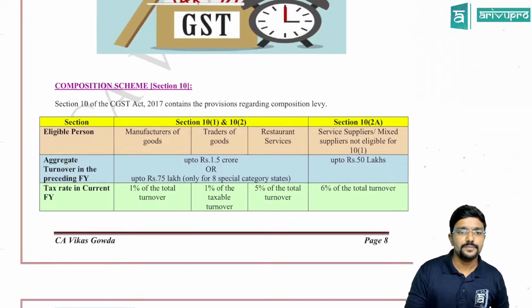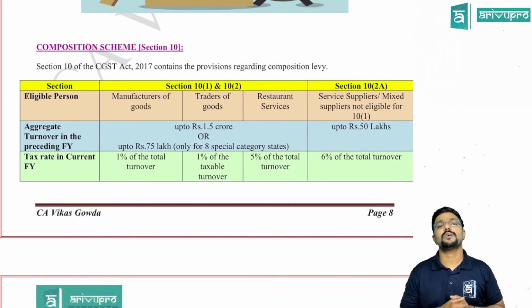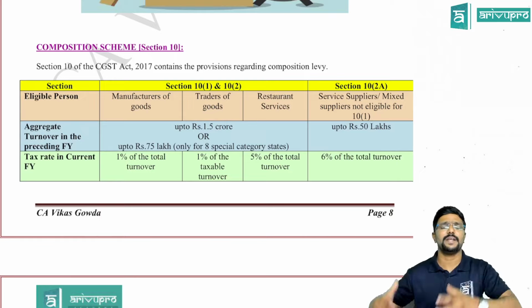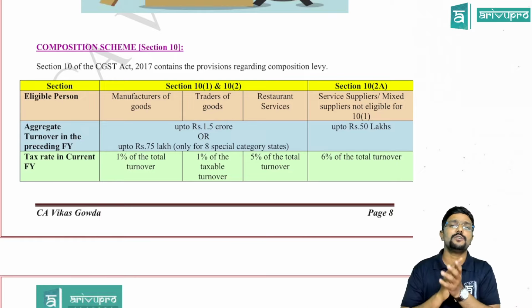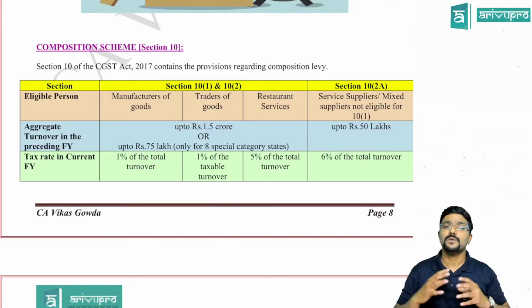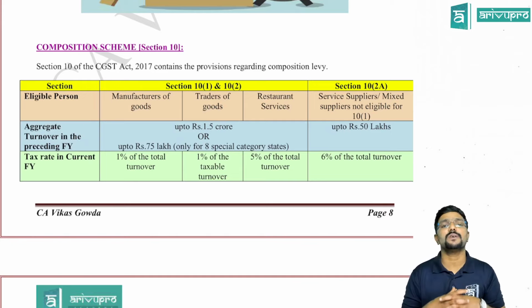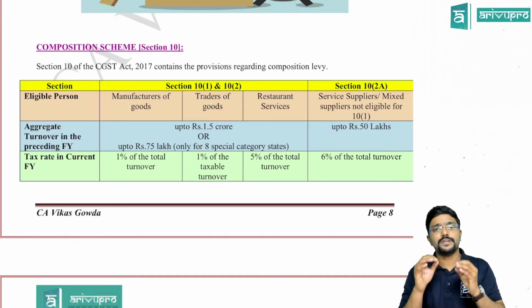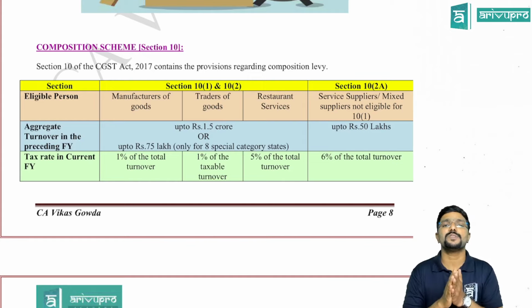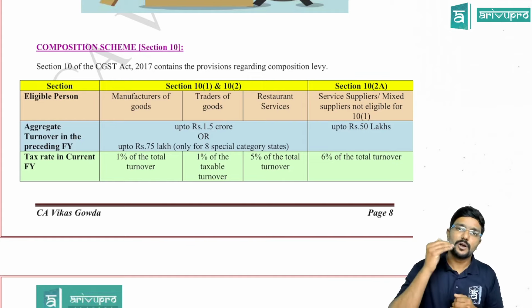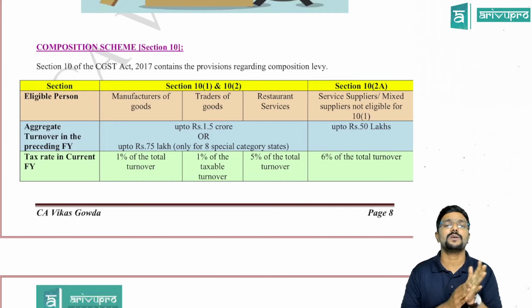Then coming to the composition scheme, section 10 talks about it. Whoever is covered under the normal scheme, that is section 9, has to pay tax at the normal rate. It might be 12%, 5%, 18% or 28%. They have to file monthly returns, GSTR-1 and 3B every month, and one annual return. So the compliance burden might be more, and the tax amount might also be more. If you are doing any small business or profession, and your turnover is within a certain limit, you can opt for the composition scheme, where the rates are lower and the compliance work is also less.